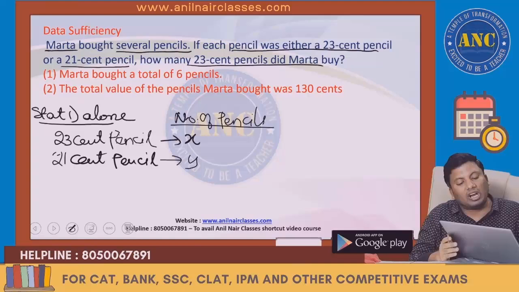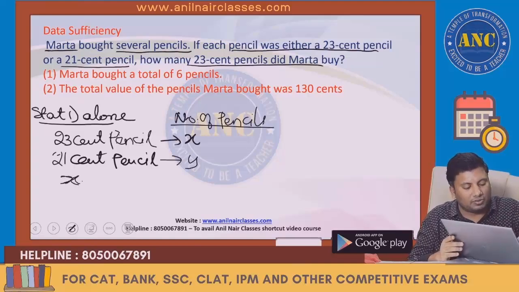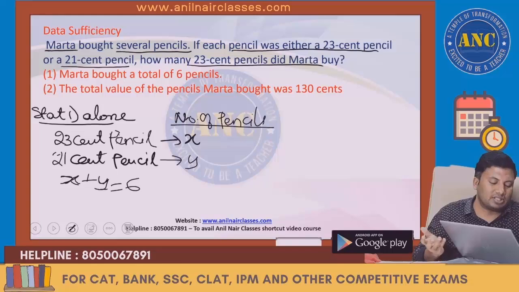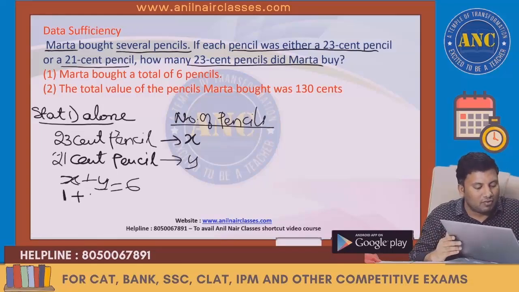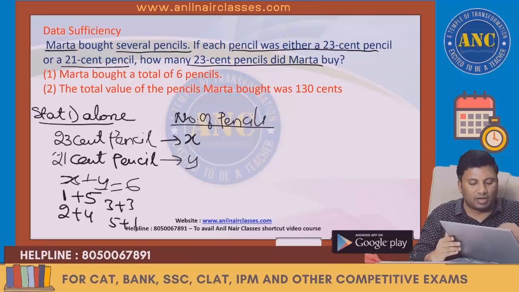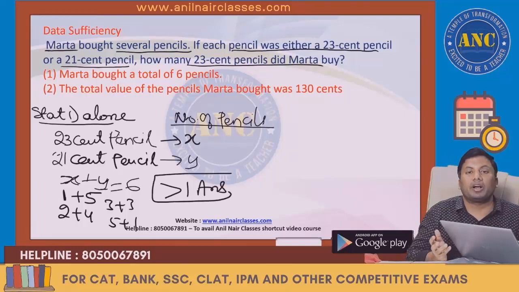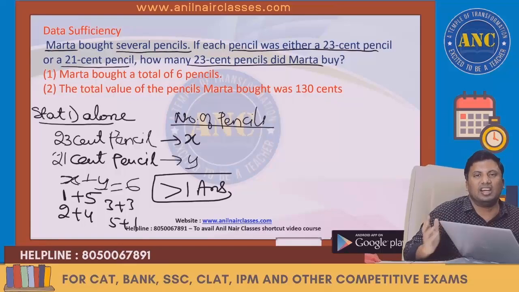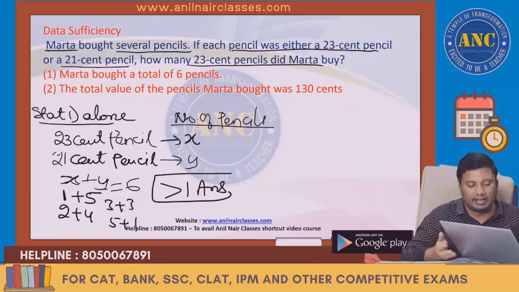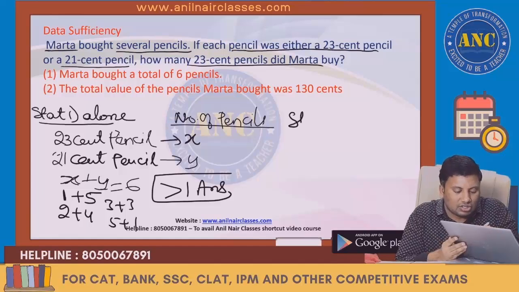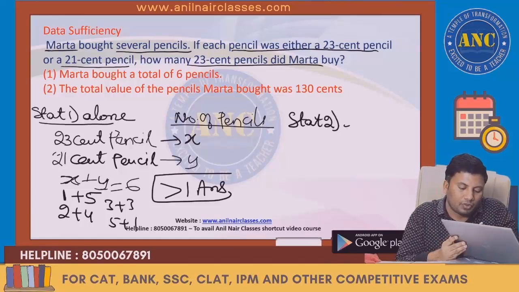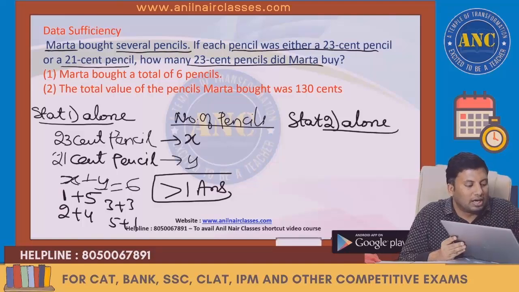Martha bought a total of 6 pencils. X plus Y is nothing but 6. It could take multiple values: 1 plus 5, 2 plus 4, 3 plus 3, 5 plus 1 and so on. It is giving you more than one answer, because x plus y equal to 6 is a linear equation with 2 variables. Statement 2 alone.